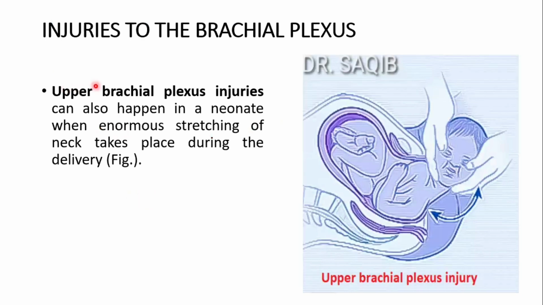I told you already, upper brachial plexus injuries can also happen in a neonate when enormous stretching of the neck takes place during the delivery. You could see this is a normal, spontaneous vaginal delivery, and there is enormous pressure on the neck.